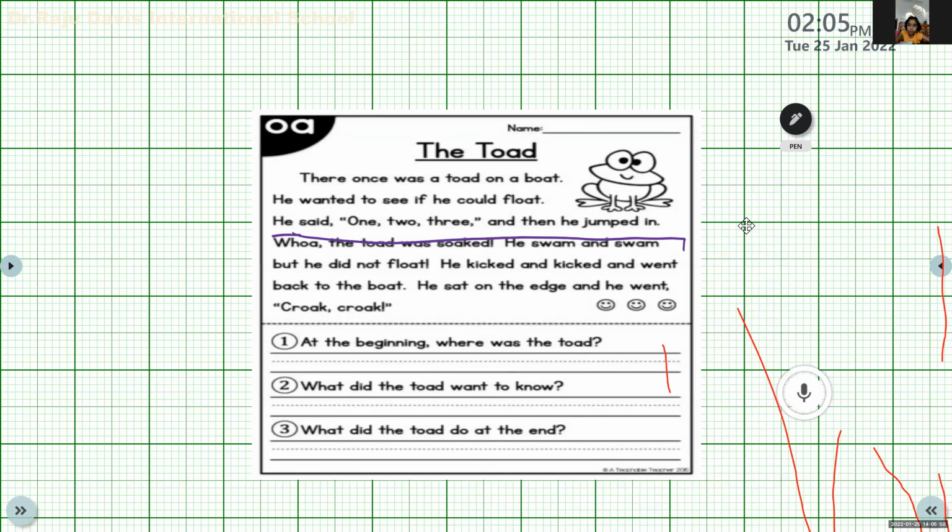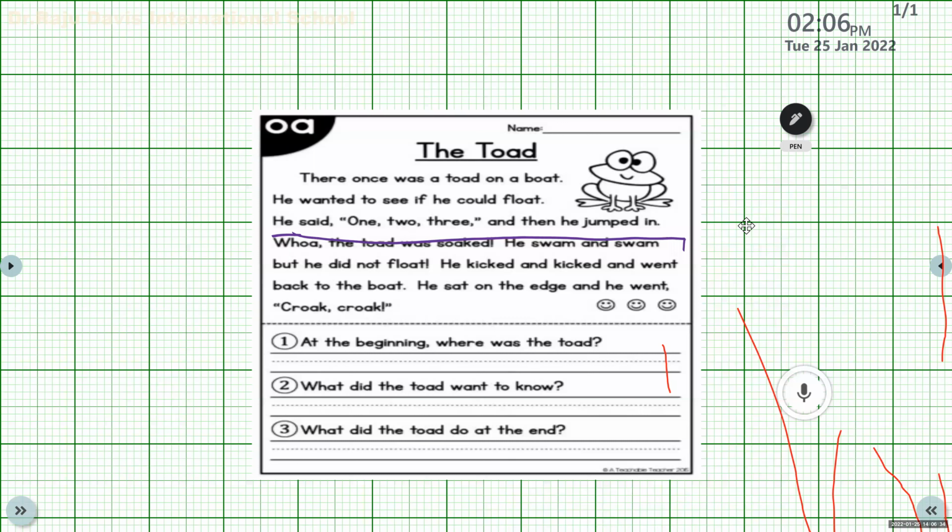The toad. There once was a toad on a boat. He wanted to see if he could float. He said 1, 2, 3. And then he jumped in. Good. Daksha. Thank you, ma'am. You're welcome.